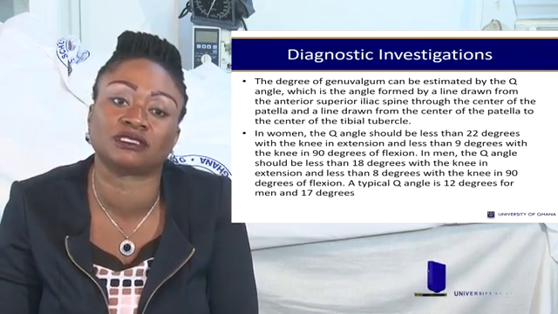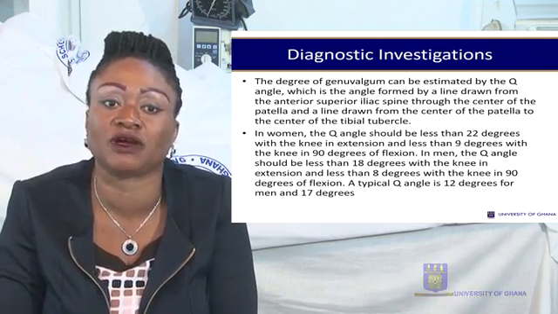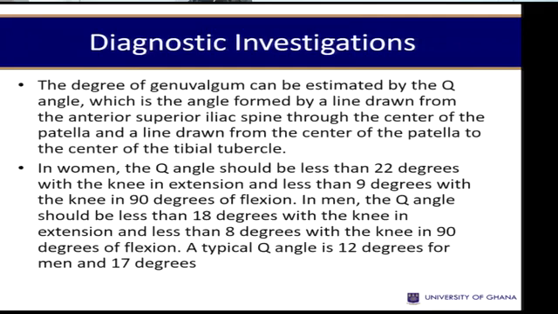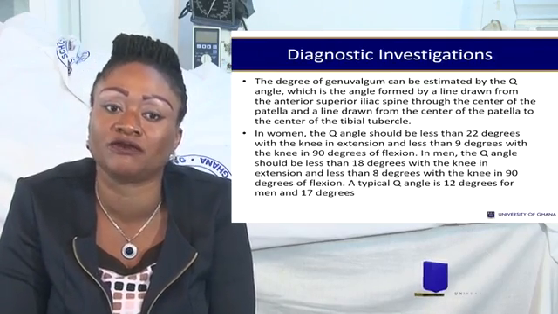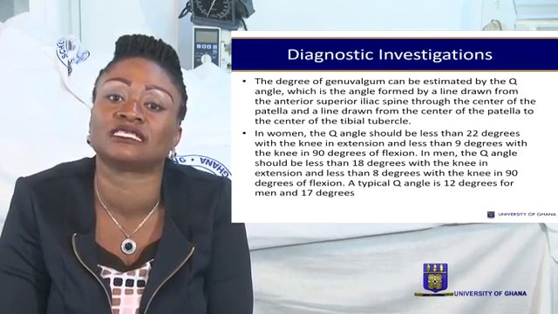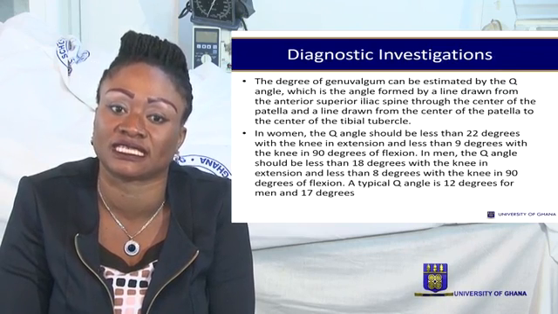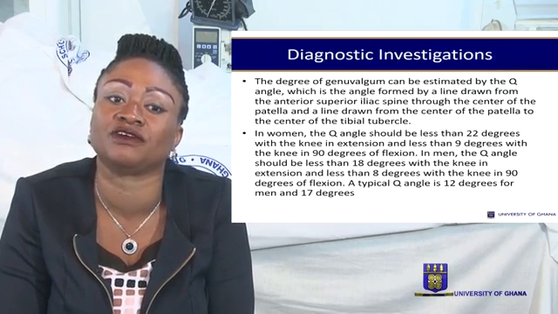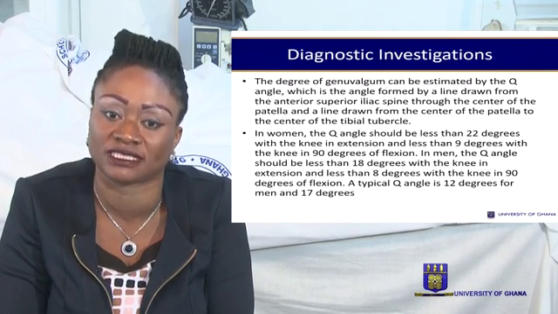How do we diagnose this? The degree of genu valgum can be estimated by the Q angle, which is the angle formed by a line drawn from the anterior superior iliac spine through the center of the patella, and a line drawn from the center of the patella to the center of the tibial tubercle. In women, the angle should be less than 22 degrees with the knee in extension and less than 9 degrees with the knee in 90 degrees of flexion.